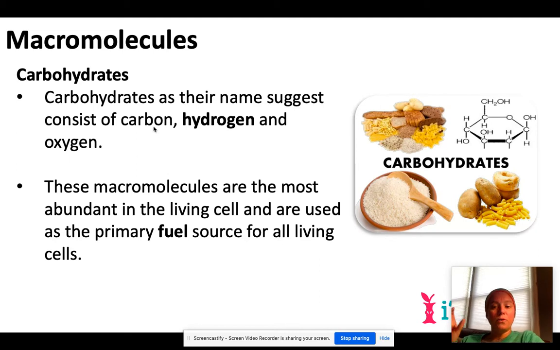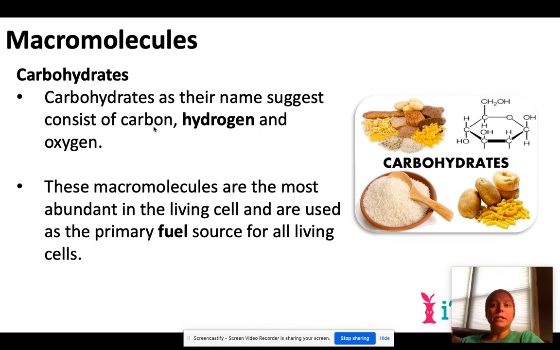Carbohydrates, carbs is what we usually refer to them as, are made of carbon, hydrogen, and oxygen. That's it, three atoms. All your different varieties of carbohydrates, all of those vastly different things, are only made of carbon, hydrogen, and oxygen. Three things. Crazy, right? Carbohydrates are our primary fuel for a living body.